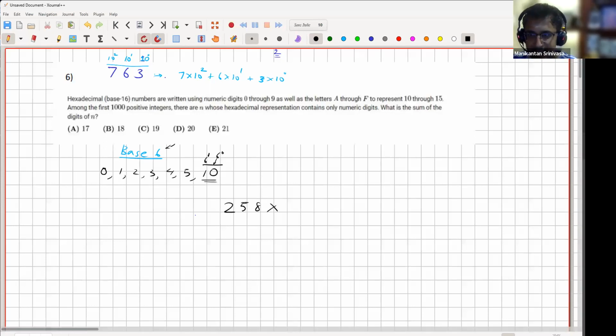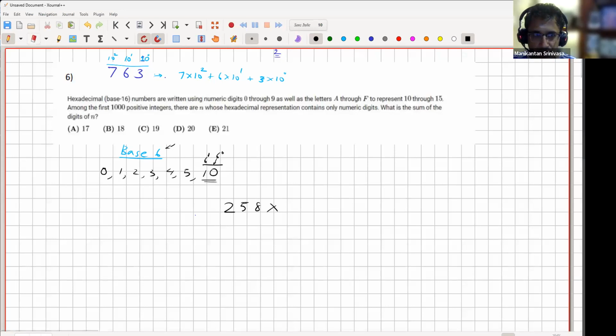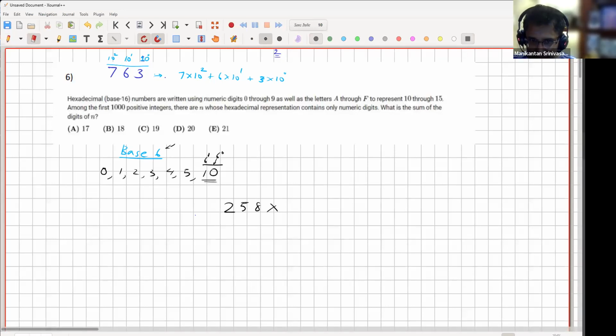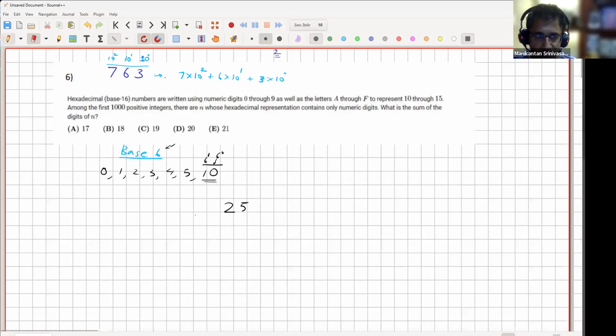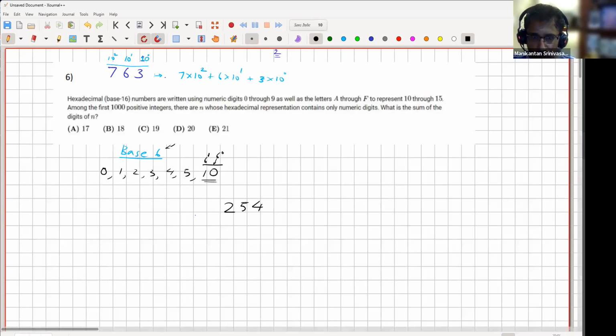So by that logic, the number 258 is meaningless in base 6. The digit cannot be 6 or above. The digits have to be strictly less than 6. So 254 is a valid number in base 6. What does that mean? Can all of you work it out and tell me what is the decimal equivalent of 254 in base 6? What is the number in base 10? Can you guys tell me? Work it out.